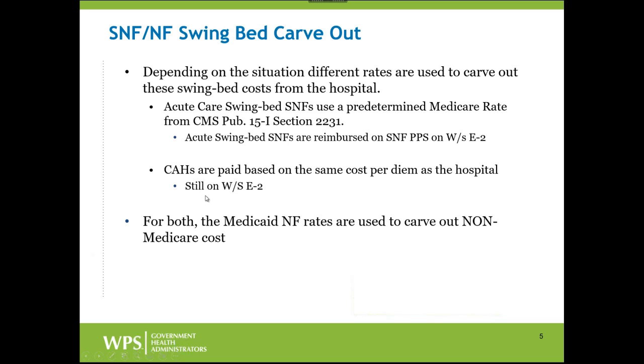In both cases, however, worksheet E-2 is used to determine the actual reimbursement for these facilities. Again, the difference is that acute care hospitals are paid based on PPS. Critical access hospitals, the swing bed there is paid based on cost. So for both types of facilities, we always need the Medicaid NF rate, the nursing facility rate, because that's used to carve out the non-Medicare cost that's not reimbursable in any form or fashion on the Medicare cost report.